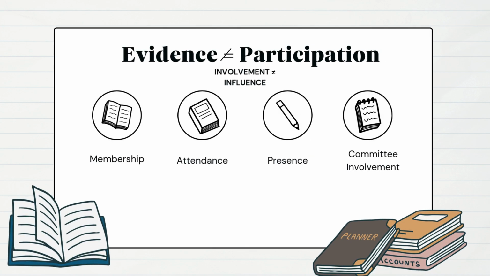Another common mistake is using participation as evidence. Proof that you were involved, such as sign-in sheets or committee memberships, does not show impact by itself. Scorers look for evidence that your participation led to change, not just that it occurred.